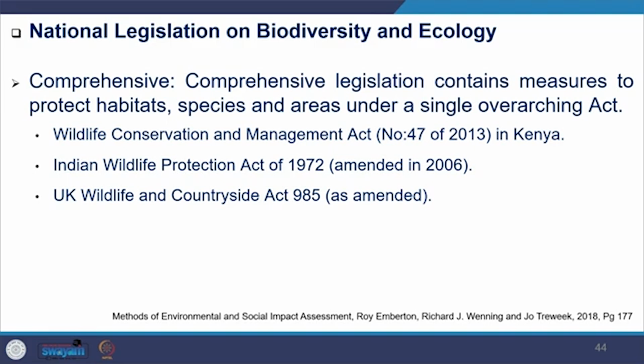And then you also see that national legislation on biodiversity and ecology can be either comprehensive or specific. You can have comprehensive legislation which contains measures to protect habitats, species and areas, so everything is in one umbrella act. For example, you have the Wildlife Conservation and Management Act from Kenya. Then you have India's Wildlife Protection Act 1972, which is also a comprehensive act. And then you can also see the UK Wildlife and Countryside Act 1981, which is again a comprehensive act.